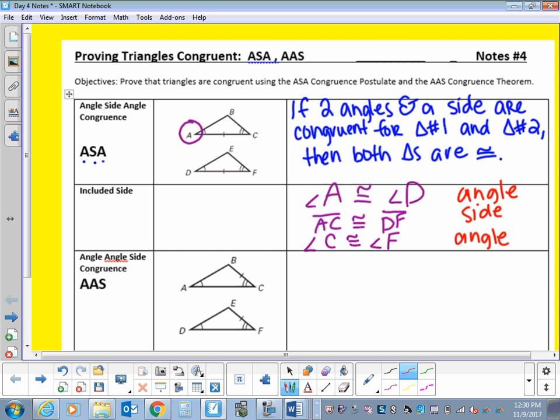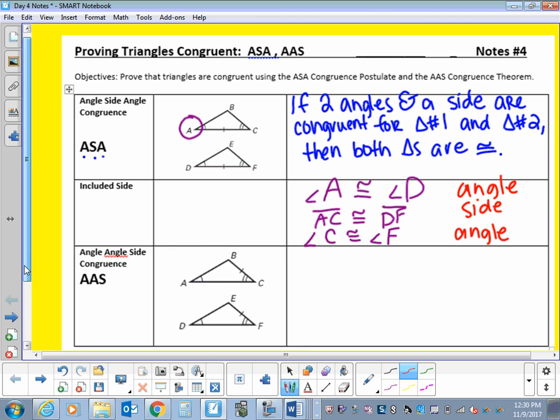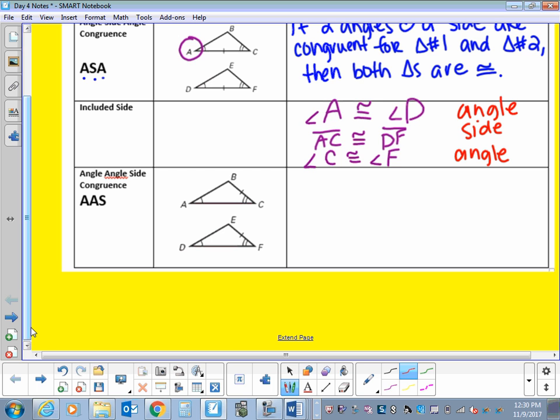I think I'm gonna skip the next definition. Let's just do the correspondence. And angle, angle, side, I need how many angles to be congruent? 2, and I need one side. Do we see the difference that this is angle, angle, side? See how I just went in order, because side, angle, angle does not exist. Angle, angle, side.